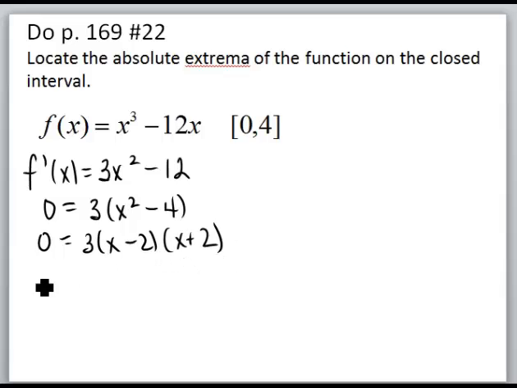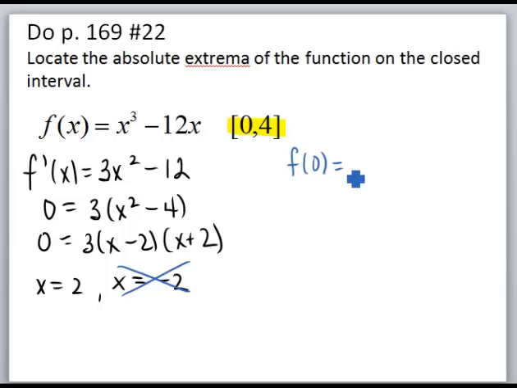So what does that mean? Well, it means at x equals 2 and x equals negative 2, those are critical numbers. It's where the derivative equals 0. Now, I am only talking about this particular interval, so I am going to cross out my negative 2 because it is not part of my interval. I am looking for the absolute extrema, so I need to test those values.